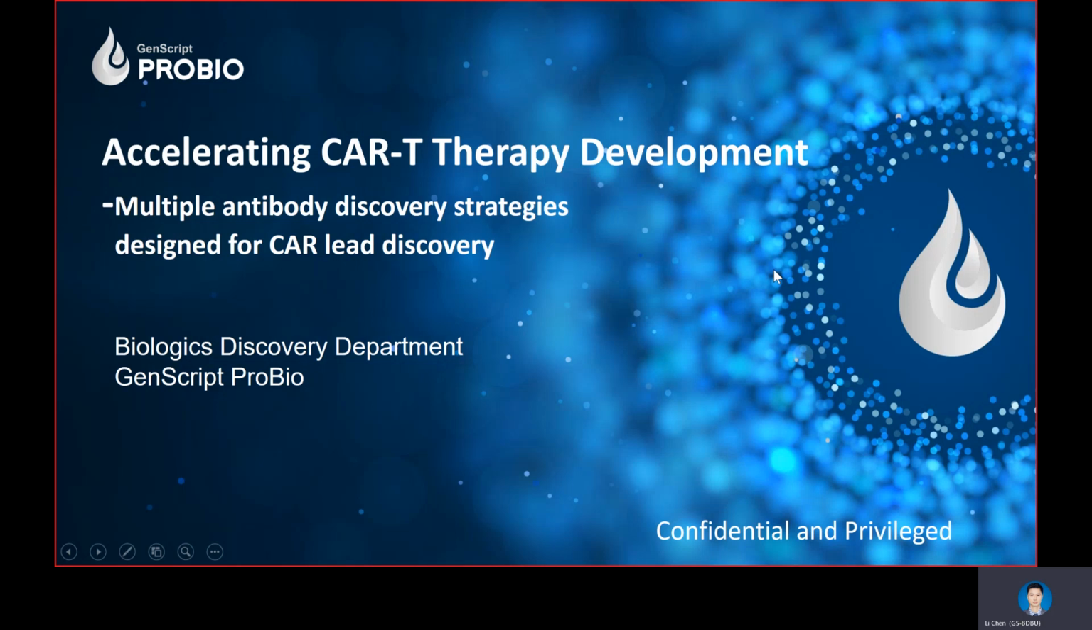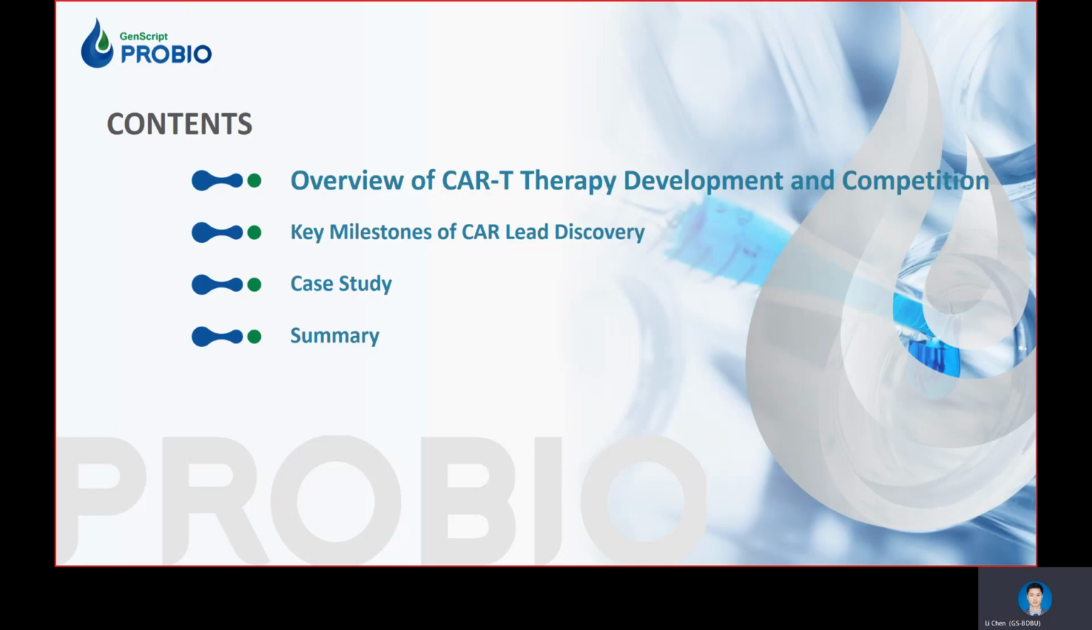Today, I'm going to talk about multiple antibody discovery strategies for CAR T therapy development. We will start with a general introduction of the current CAR T therapy R&D landscape, followed by a detailed discussion on the key milestones for CAR lead discovery. For the last part, in order to help everyone better understand the process in antibody lead discovery, we will share a comprehensive case study of single-domain lead generation for CAR T application.